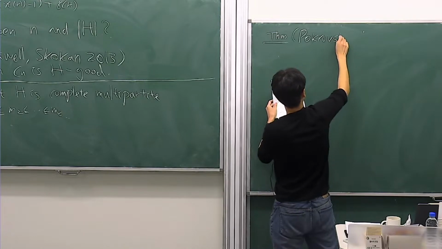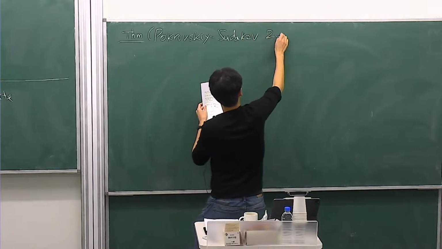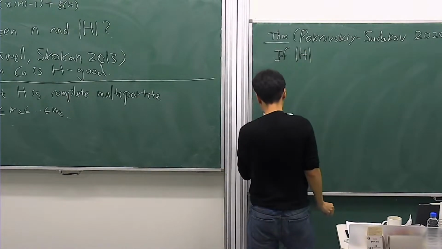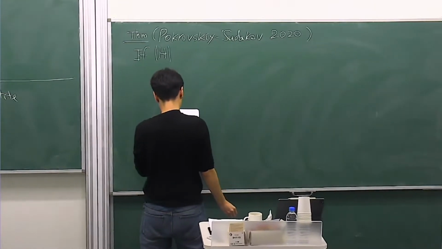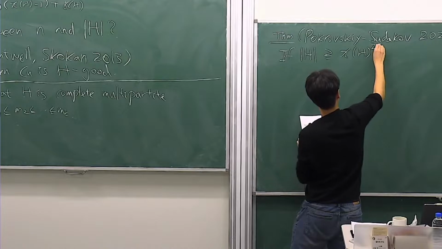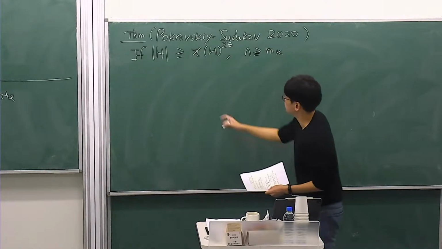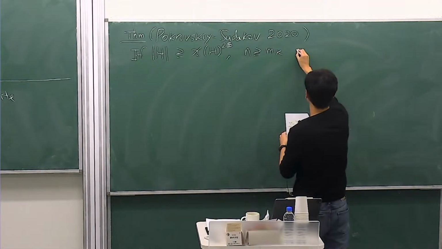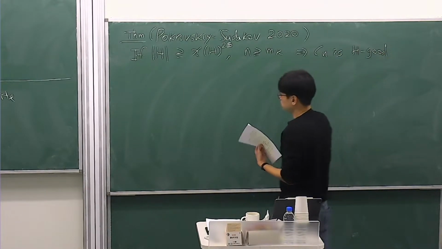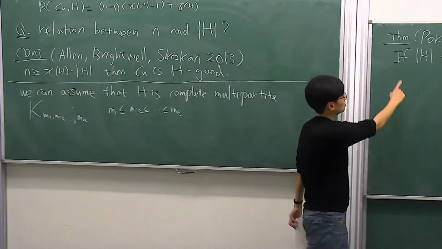With that, recently, Pokrovskiy and Sudakov proved that if the number of vertices of H is bigger than the chromatic number of H to the 23, and n is only bigger than m_k, if we know that H satisfies this, then this is true: C_n is H-good. So for many general H, they prove this.